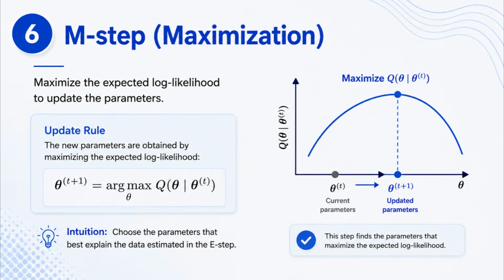The M step stands for maximization. After the E step estimates the hidden information, the M step uses those estimates to improve the model parameters. It chooses the parameter values that maximize the expected likelihood of the data. In a clustering example, probabilities from the E step can be used as weights to calculate new cluster averages. Those updated parameters are then passed back into the next E step. So the E step estimates hidden information, while the M step improves the model itself.